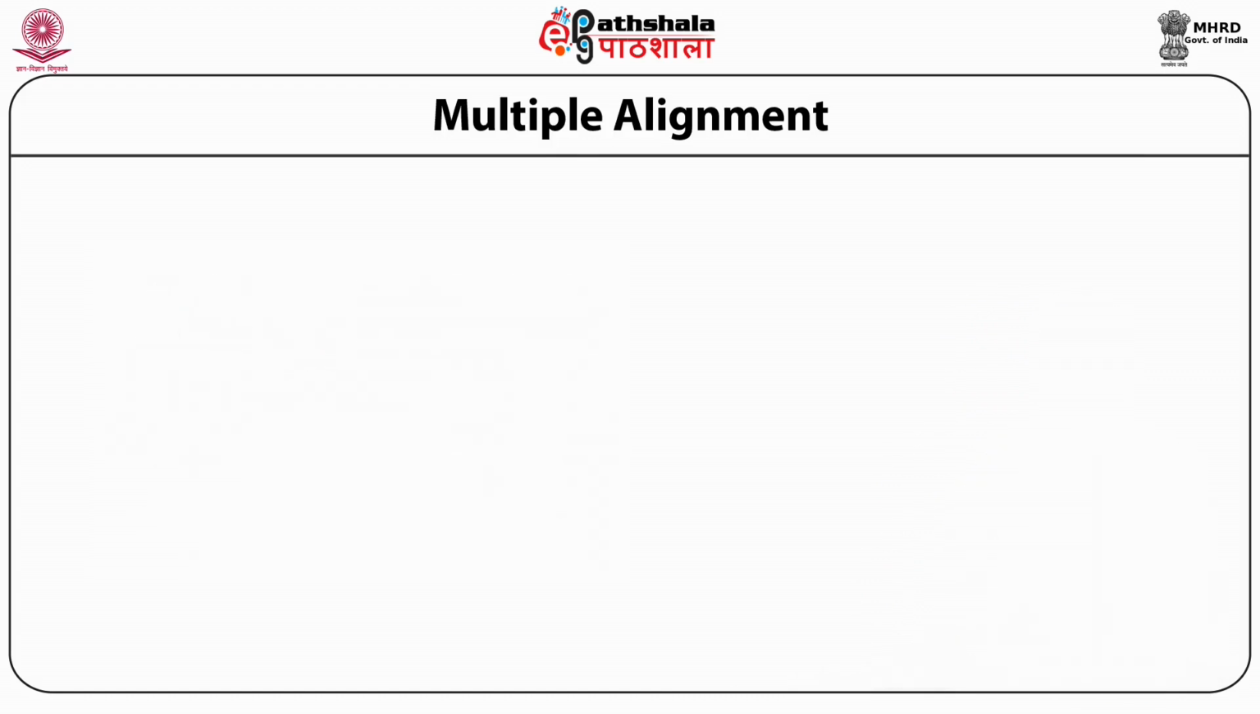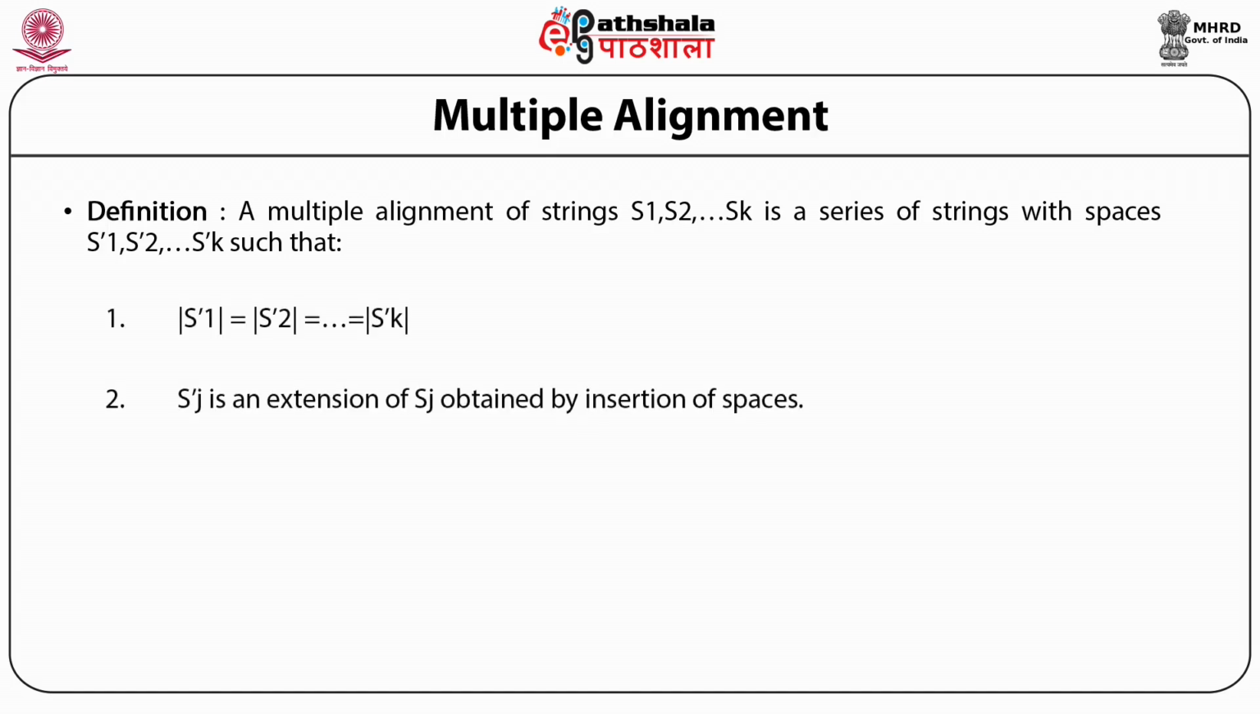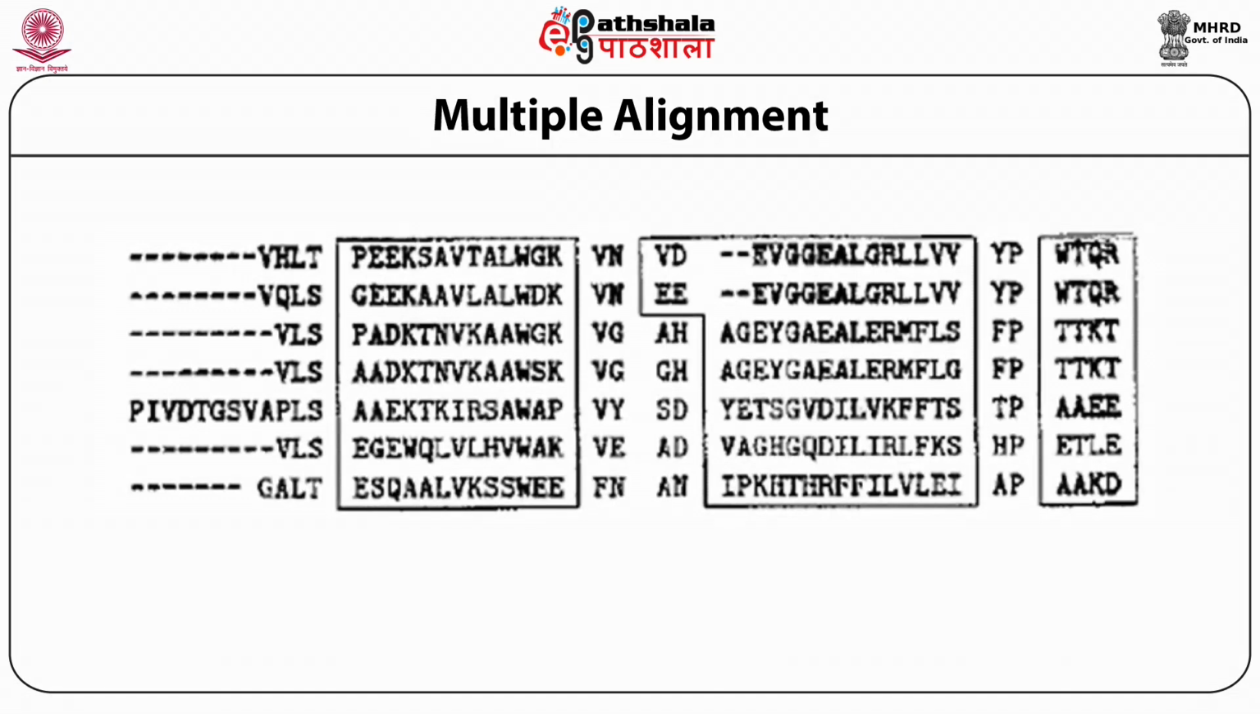So mathematically, we will define a multiple alignment as an alignment of K strings S1 to Sk in such a way that the aligned length of S1, let's call it S1 prime, becomes equal to the aligned length of S2 and so on and so forth until it becomes equal to the aligned length of Sk. So when you do this, this is the common view of a multiple alignment.